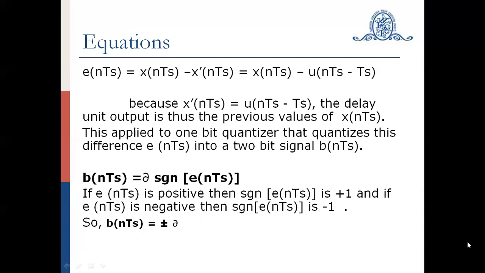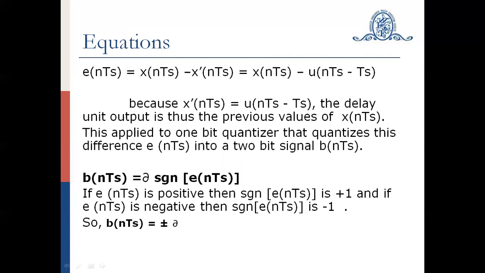So E of nTs is what actually? It is the prediction error that represents the difference between the present sample X of nTs and its previous approximate value, that is X cap or X dash of nTs. The binary quantity B of nTs, if you see at the output of the DM transmitter, is the algebraic sign of error E of nTs. And you can say that B of nTs is a single-bit word transmitted by the delta modulator system.